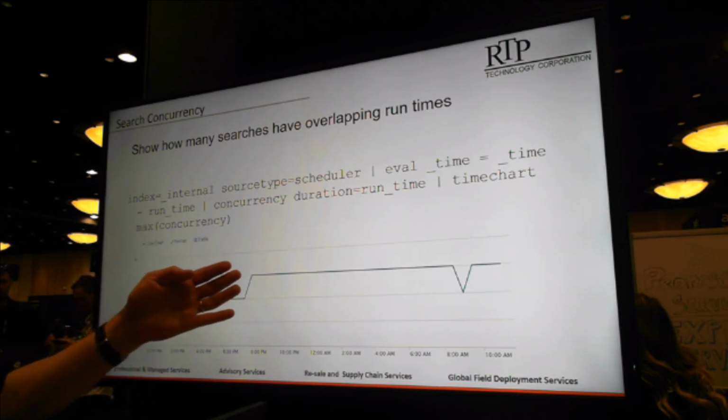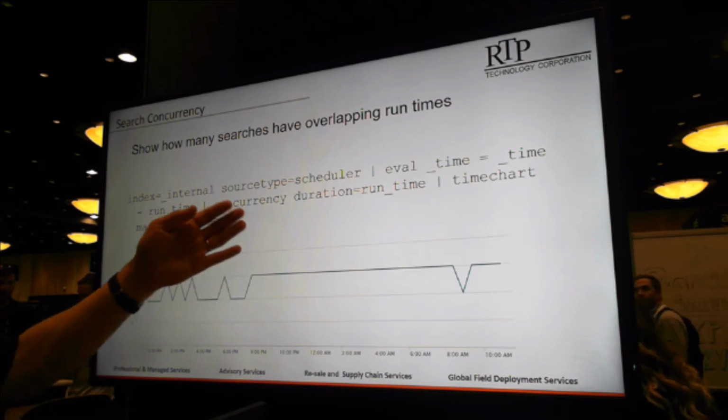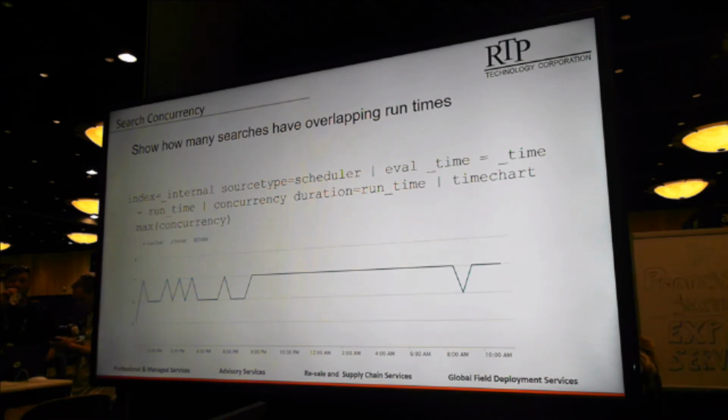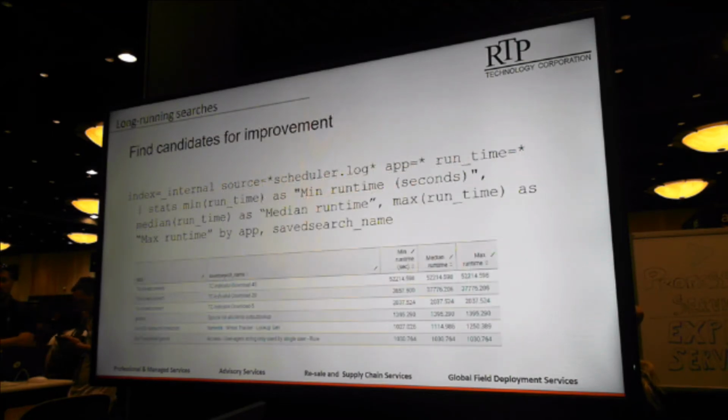But in a busier system, if you saw this running up closer to your number of CPUs, that could be an indication of a potential problem. Another potential problem would be a long-running search. So a long-running search is taking up a CPU for a long time, which could also run into concurrency problems and resource contention problems.